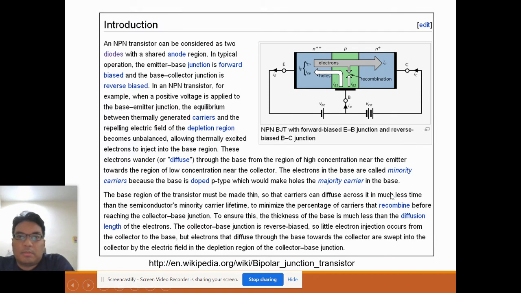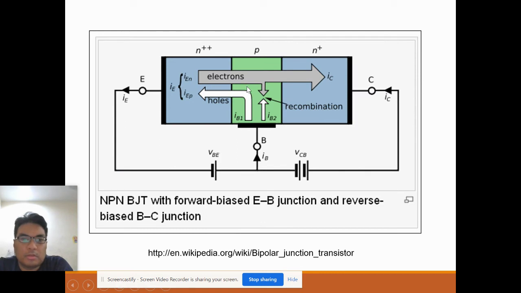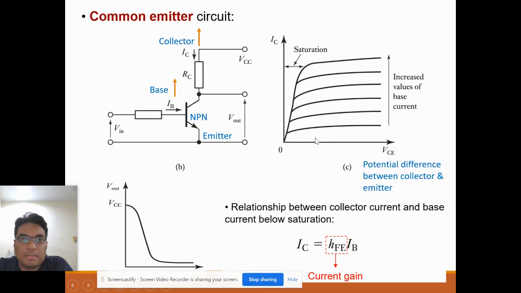Okay, this is a more detailed explanation that you can go through on this Wikipedia website on what NPN and PNP transistors are, as a bipolar transistor. You can go through a little more detail on other sources also.